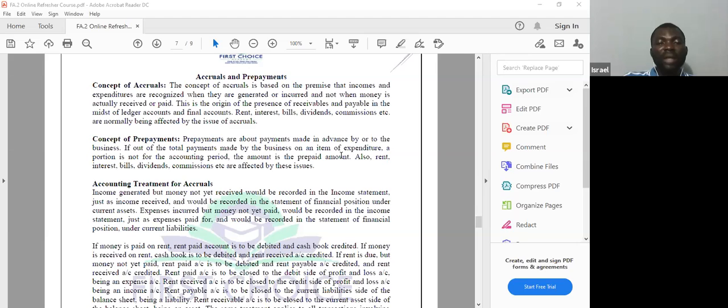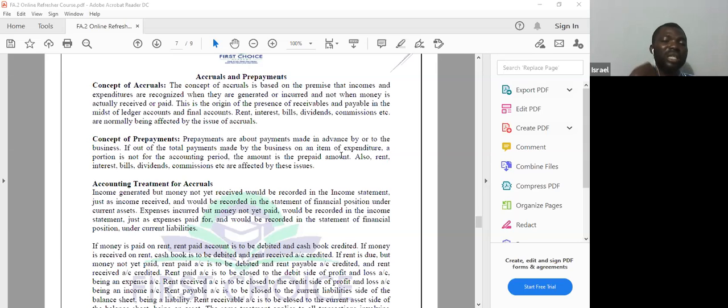So how do we treat these two? Accrued is regarded as a current liability, because its settlement is within 12 months after the reporting period. Income that you have generated and earned but are yet to receive will be recorded in the income statement. That's the way we treat that.